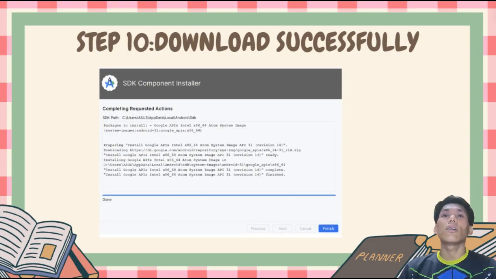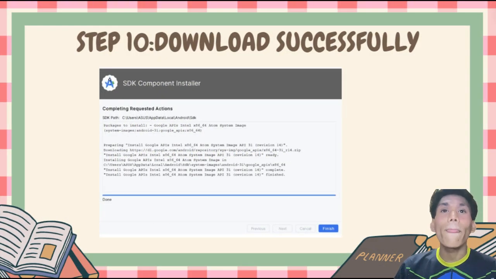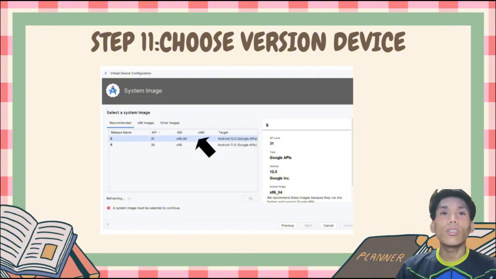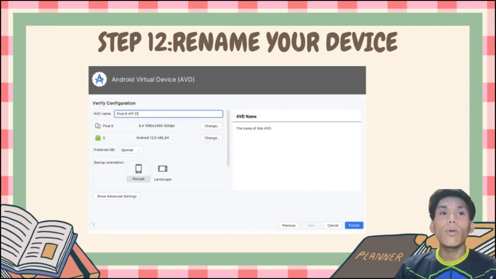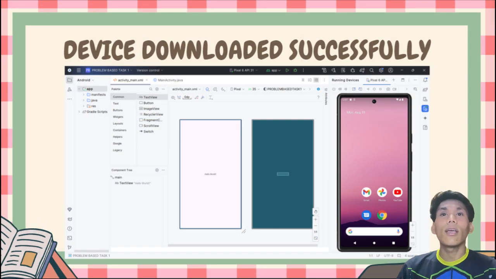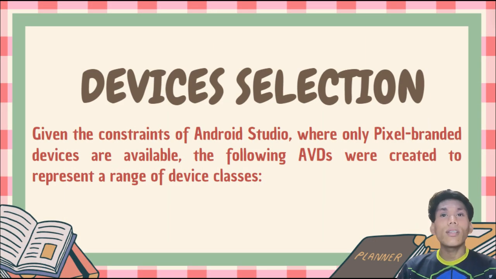Step 10, download successful. Step 11, choose version device. Step 12, rename your device. Device download successful. Device selection. Given the constraint of Android Studio, where Pixel-branded devices are available, the following AVDs were created to represent a range of device classes.